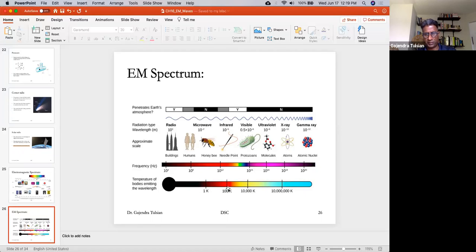You guys have heard of red giants, and those are fairly cool stars. Their surface temperature is roughly the surface temperature of the Earth, or a little more than that. So that's what this graph is showing you.